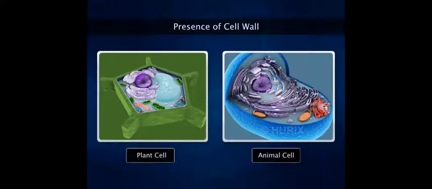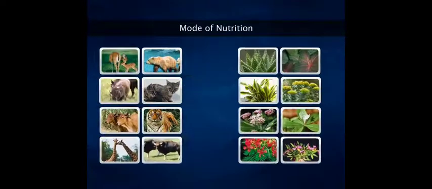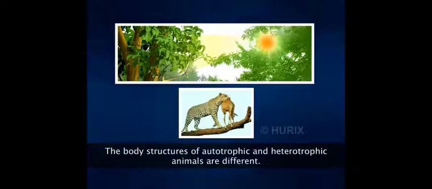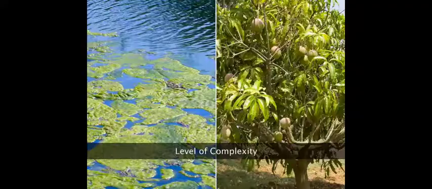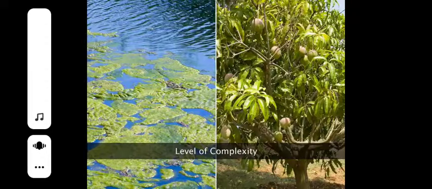Organisms are also classified by the presence or absence of a cell wall. Plant cells have cell walls, while they are absent in animal cells. Mode of nutrition is another criterion for classifying organisms. Body structure of autotrophic organisms, such as plants, is different from that of the heterotrophs, such as animals. Furthermore, autotrophs are classified according to their level of complexity. Some of them are simple thalluses, such as algae, while some are complex with well-defined root, leaves, and stem, as in the case of a mango tree.